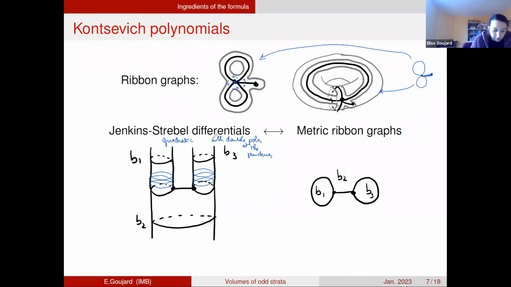And this, by a theorem of Strebel, corresponds to ribbon graphs with metric. So I define the ribbon graph. What is a metric ribbon graph? A metric ribbon graph is a ribbon graph with the data of a length for each edge. Okay, so for each edge I assign a length, and this puts a metric on the ribbon graph. So what is this correspondence between Jenkins-Strebel differentials and metric ribbon graphs?